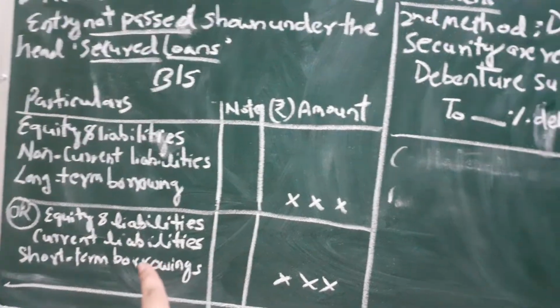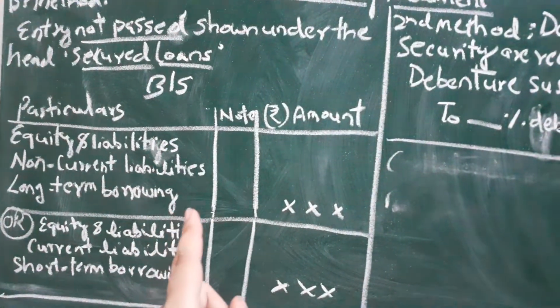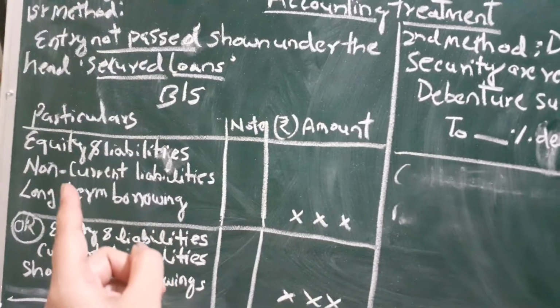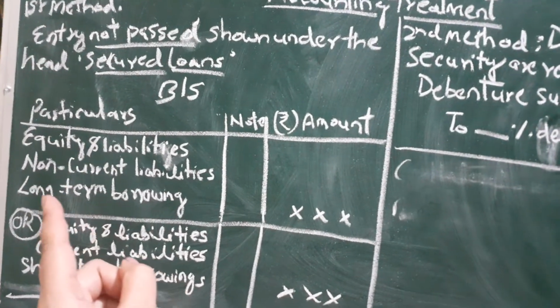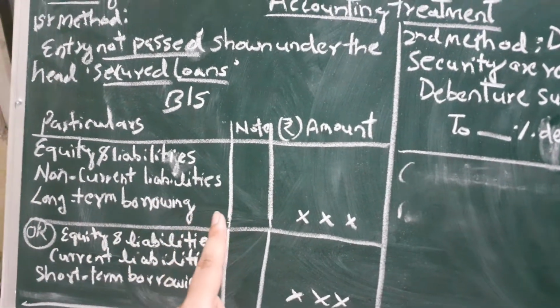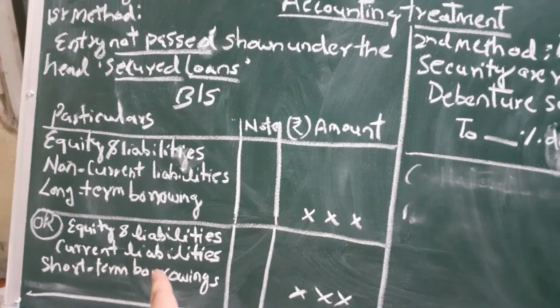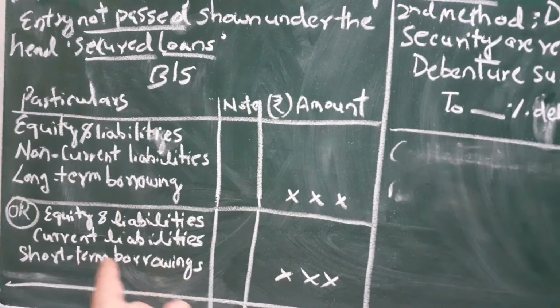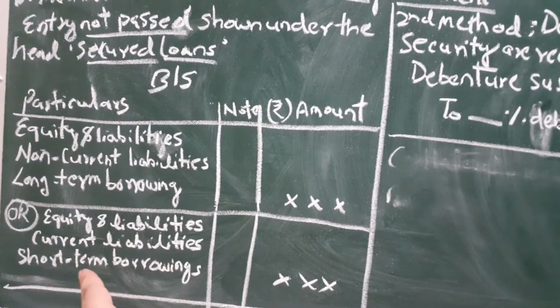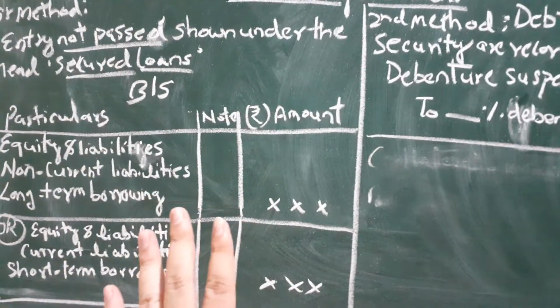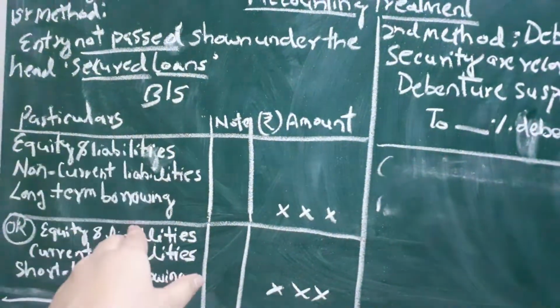There is a difference, as you can see. If it has been issued for a long term loan, it is required to be shown under the non current liabilities head. If it has been issued against a short term loan, then under current liabilities you have to show short term borrowings. So this is the first method. You do not have to pass an entry, you only have to show it in the balance sheet.